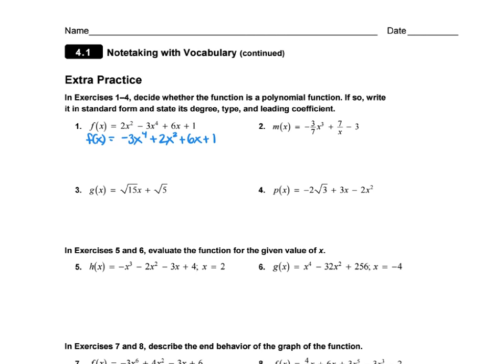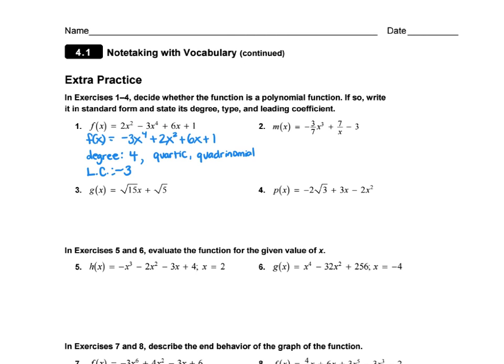And the degree is the biggest exponent. So the degree is 4. The type, it's degree 4, so we call it quartic. And it has 4 terms, so I'm going to call it a quadrinomial. Again, I can also just call it a polynomial. And the leading coefficient is -3. Okay, leading coefficient, the coefficient in front of the term with the biggest exponent.